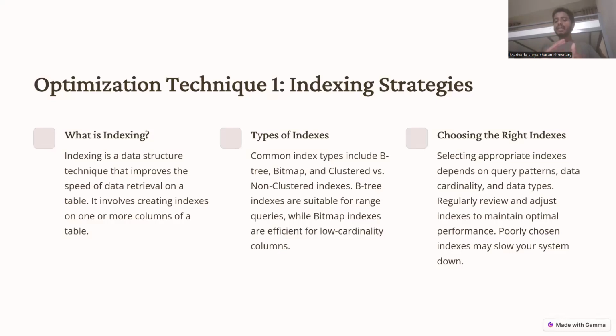The main criteria to choose appropriate indexes are the query patterns, data cardinality, and data types. Poorly chosen indexes may slow down your system. So we have to choose our indexes properly, and we have to regularly review and adjust indexes to maintain optimal performance. If we choose indexes poorly, it will slow down our system.